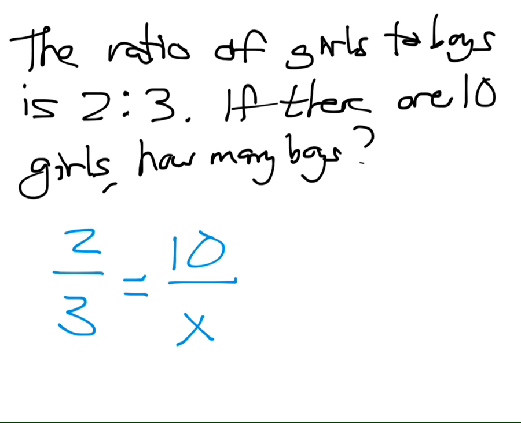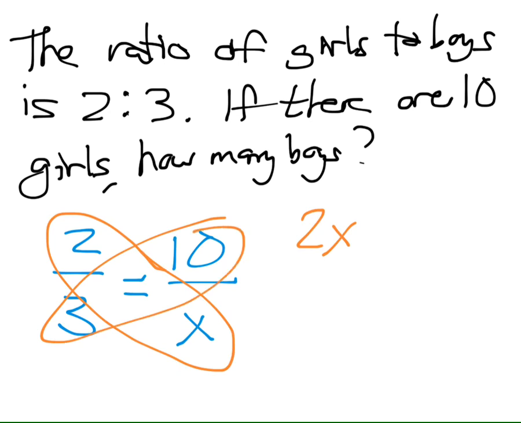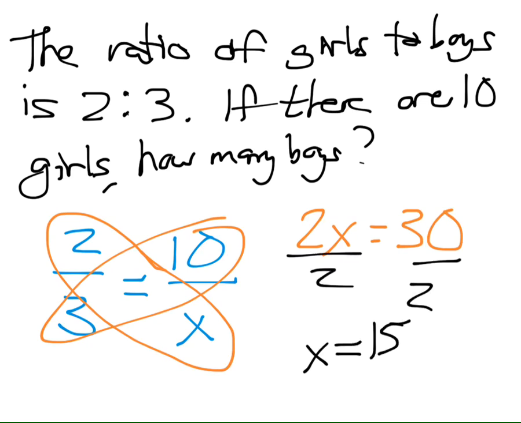Okay? So I would cross multiply here. So we would solve this just like we said before. We'd multiply the diagonals. 2 times x is 2x. Set that equal to 3 times 10, which is 30. I would then solve that by dividing both sides by 2. That means x is 15, and x stood for my number of boys. So there are 15 boys. Okay. What if I asked you how many students are there in the class then?